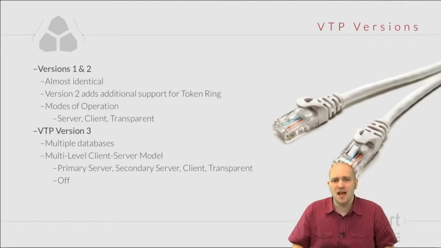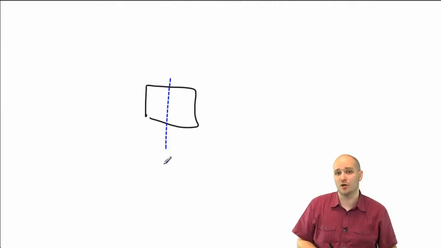What is VTP actually used for? Let's take a look at that. When we have a network consisting of a single switch, it's very easy to create VLANs. So we have a single switch. If we want to create a VLAN, we simply go to this switch, we create the VLAN, and we have segmented our switch into two virtual broadcast domains.